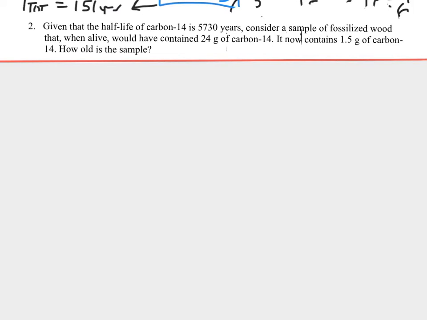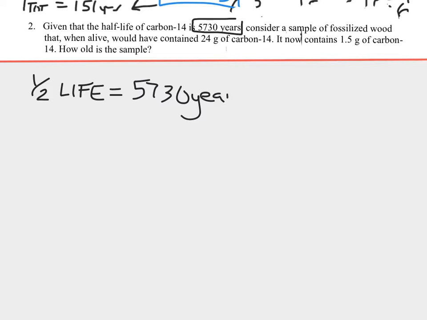Okay, so we made some room for question number 2. Let's go. Given that the half-life of carbon-14 is 5,730 years, that means the carbon-14 is cut by 50% every 5,730 years. So every half-life, the mass of carbon-14 is cut in half, and that takes 5,730 years.